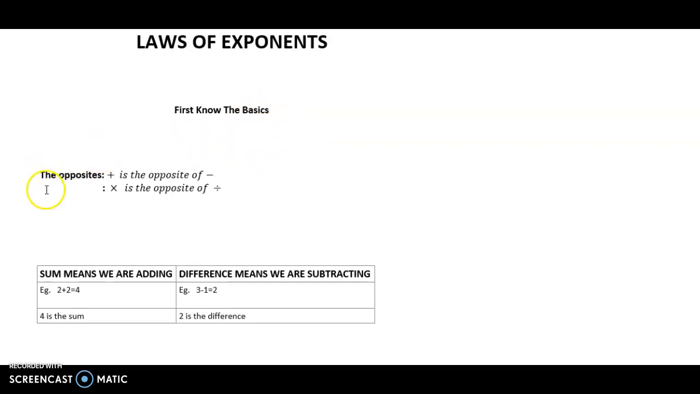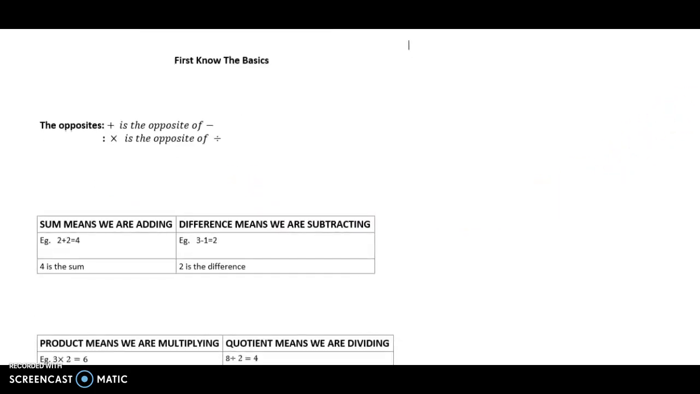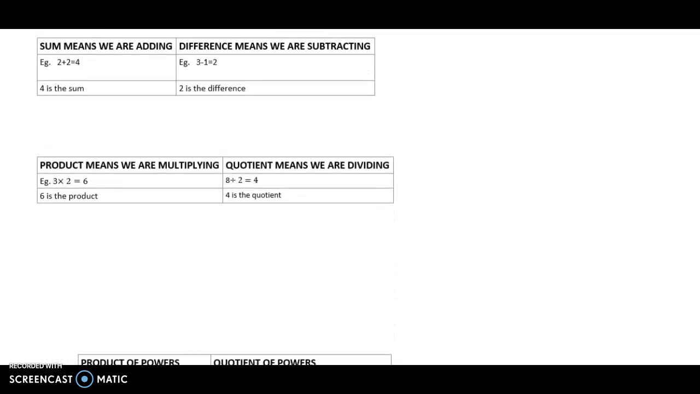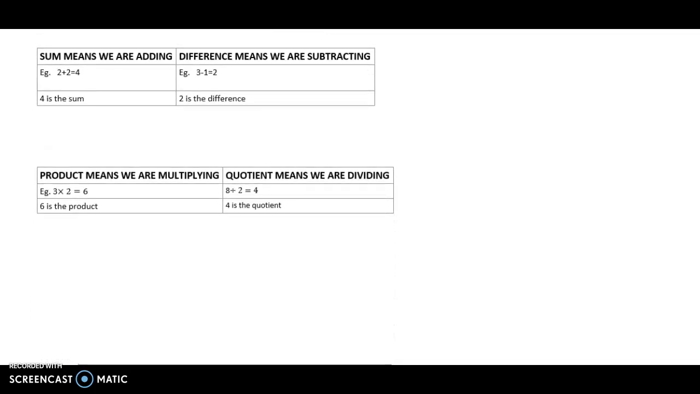You must know the opposite. Kumele wazi ukuthi u-plus i-opposite ka-minus. Kumele wazi ukuthi u-multiply i-opposite ka-divide. Noma i-multiplication i-opposite ka-division. Amanye futhi ama-basics ekumele uwazi ukuthi kusuke kukhulunywa ngani makuthiwa i-sum, difference, i-product noma i-quotient.